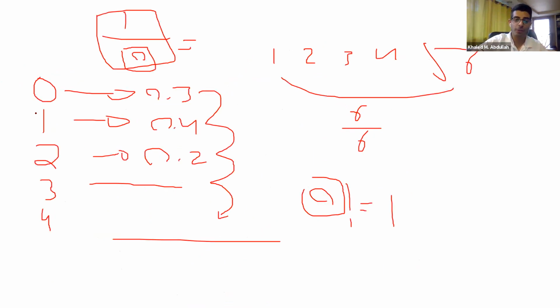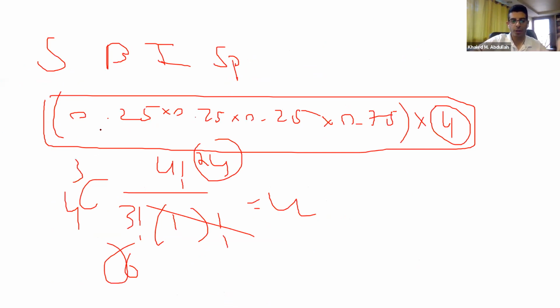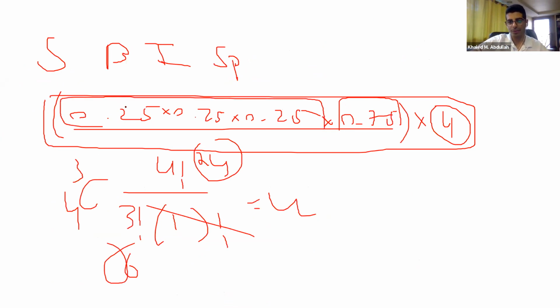When it was 0.25, it was a little more tricky because they weren't all equal. Some of them were 0.75, some of them were 0.25. But when they're all 0.5, it's fine. I don't have to think about it too much. I just put 0.5 to the power of 4, because it's going to be 0.5 times 0.5 times 0.5.